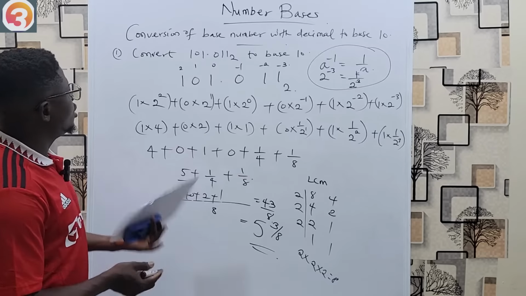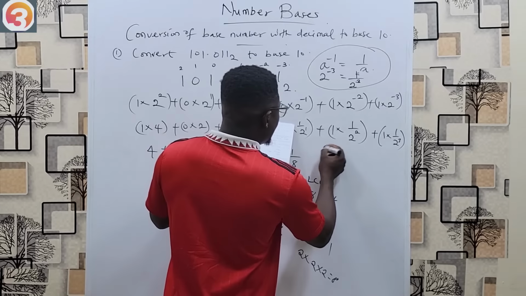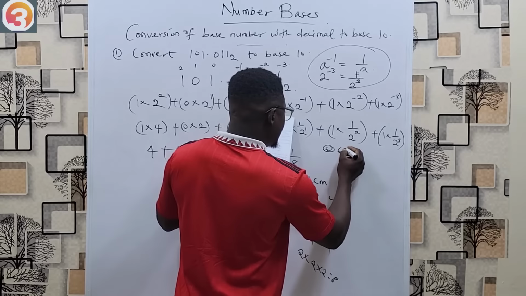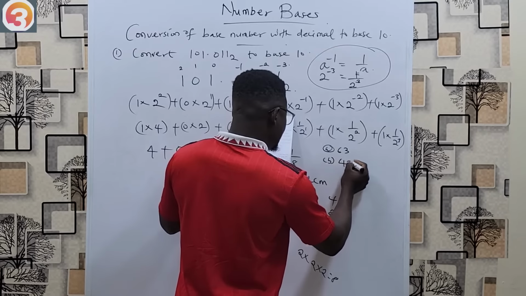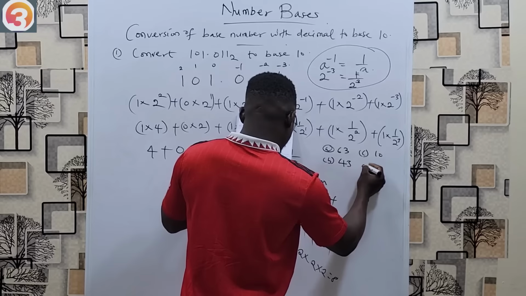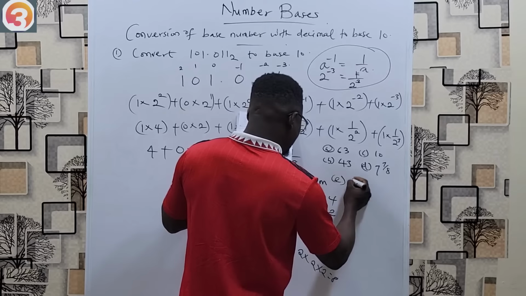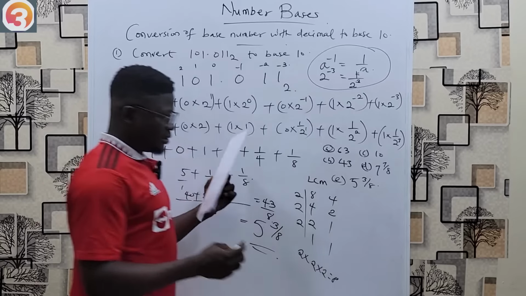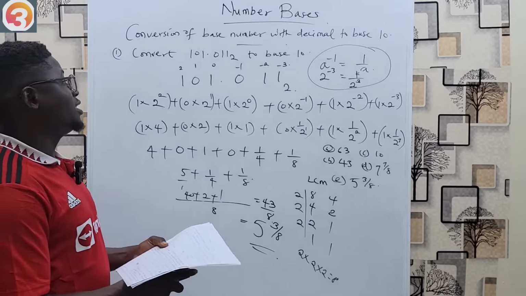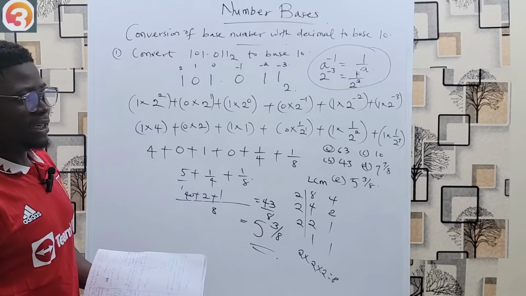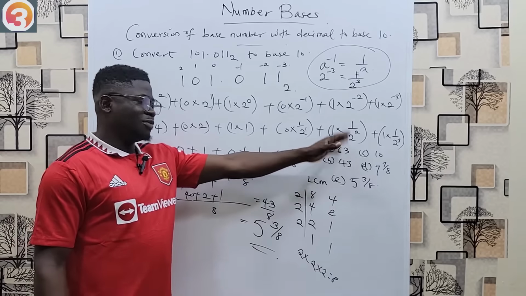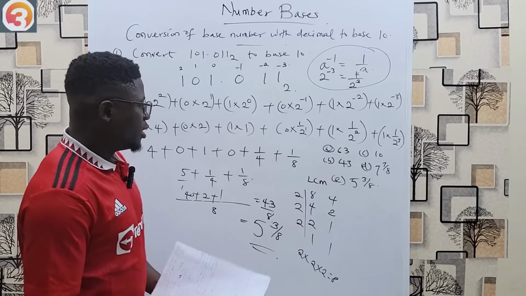So the options for the question: A was 63, B was 43, C was 10, D was 7 whole number 7 over 8, and E was 5 whole number 3 over 8. So some of you will just see this question now and say the answer cannot be a fraction. Yeah, you just pick A, B, or C, and you're on your way to failure.